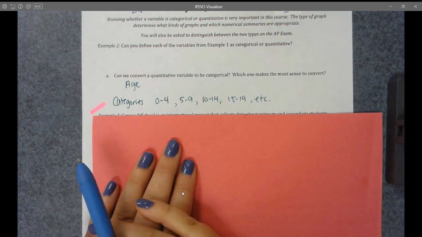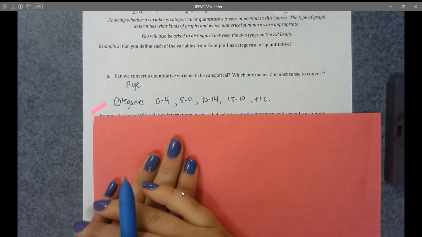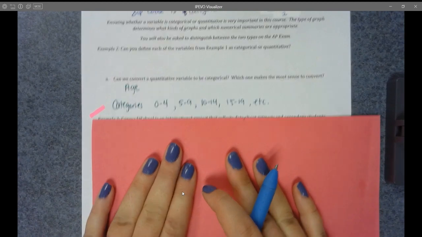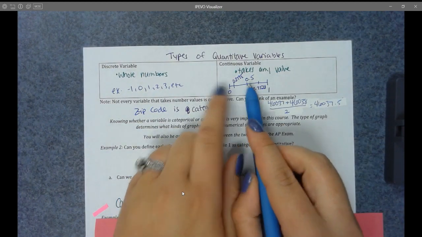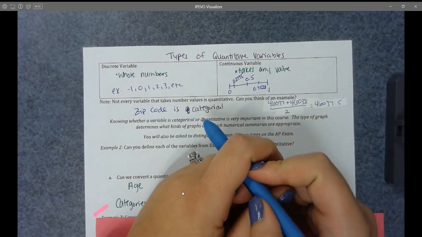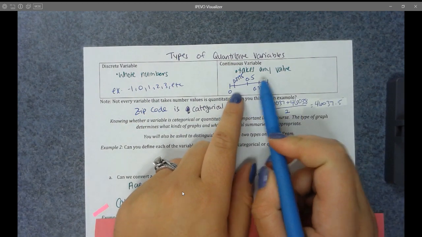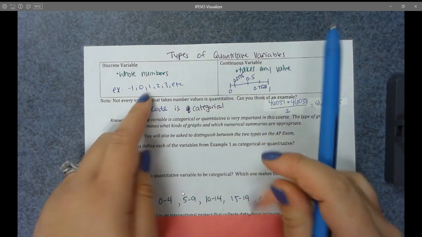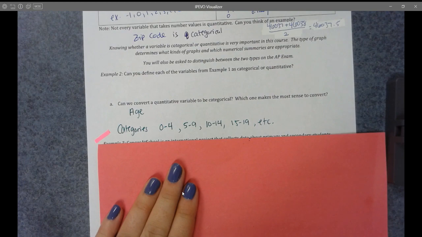I've also seen people say, okay, I want to take all the 17-year-olds and place them in a category. That's not necessarily converting it to be categorical. What you're doing instead is taking a continuous variable and making it a discrete variable. For example, instead of reporting your age as 17 and a half, which would be a continuous variable, you would just say I'm 17, which is a discrete variable. Okay, so here we've actually made categories where it would not make sense to find an average.